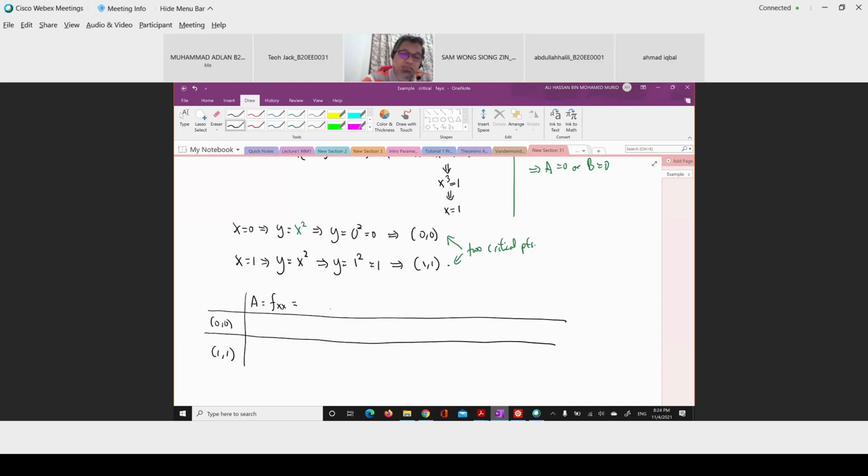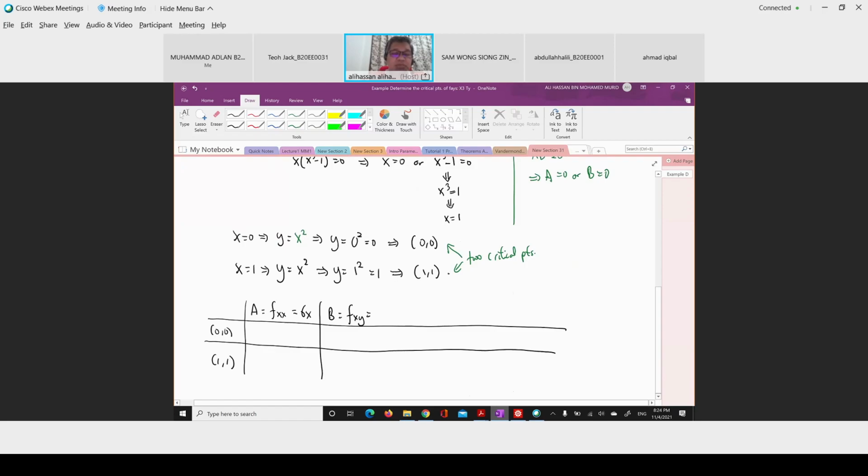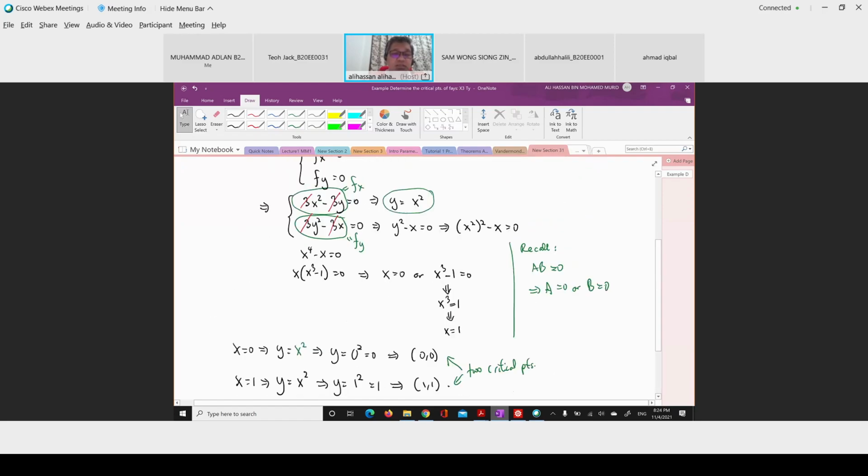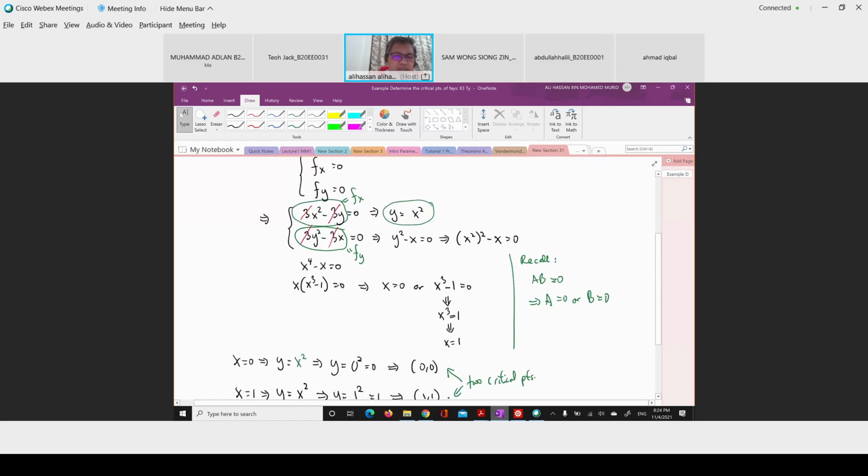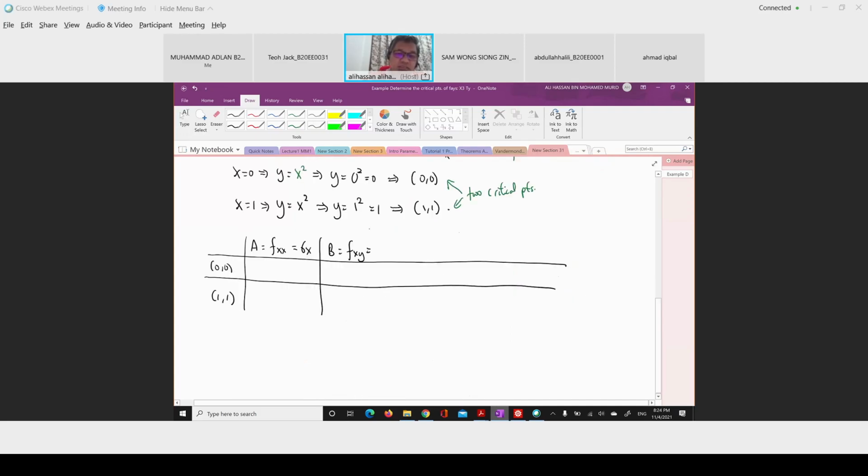And then b is equal to f partial x partial y. So we differentiate f partial x with respect to y. What do we get? We differentiate f partial x with respect to y, which is minus 3, isn't it? Minus 3, yes. And then c, we calculate c. c is f partial y partial y, 6y, okay? 6y.